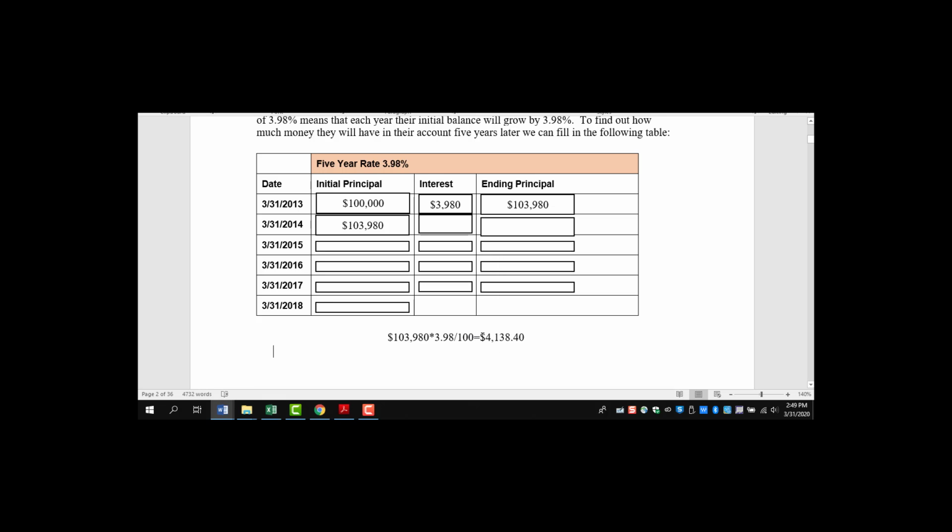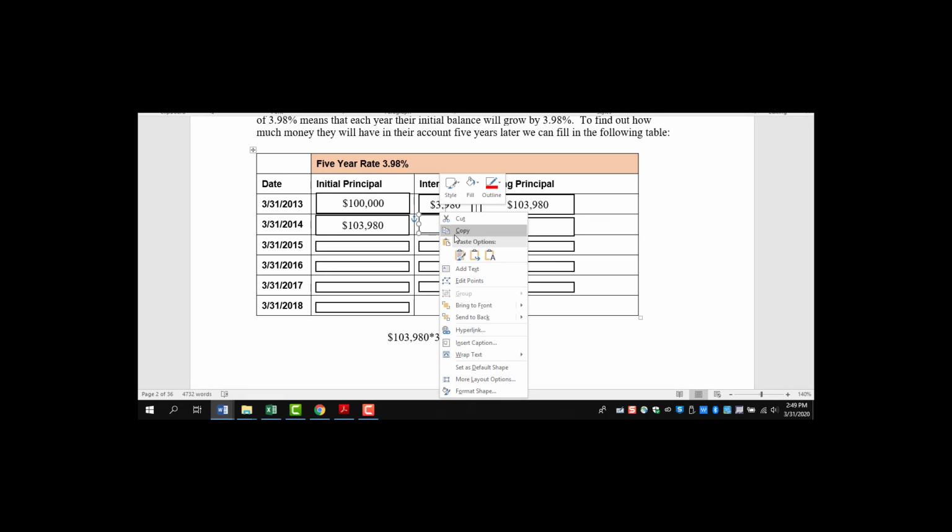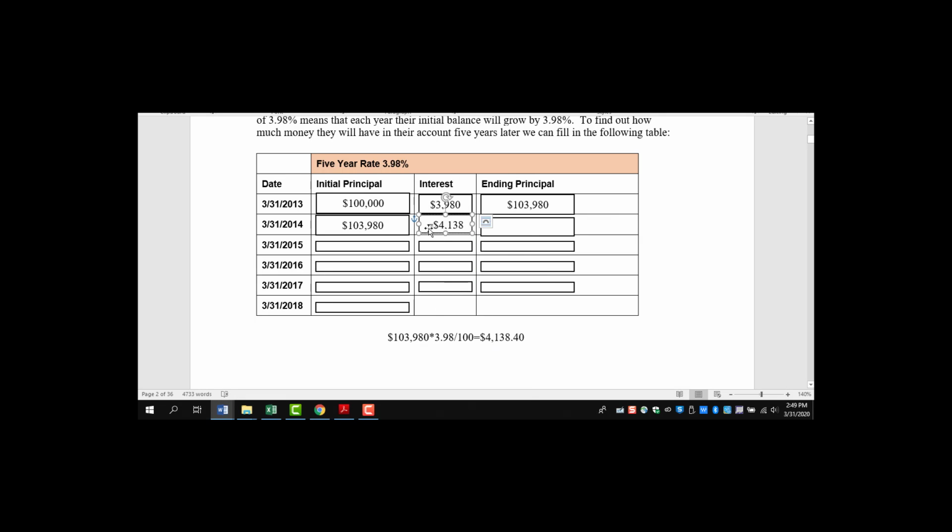And so at the end of the second year, they get 103,980 plus 4138.40.